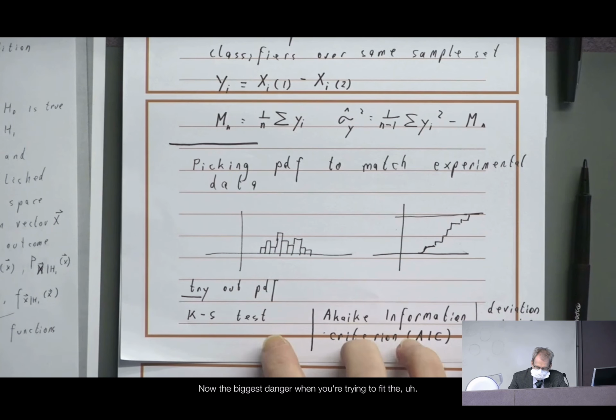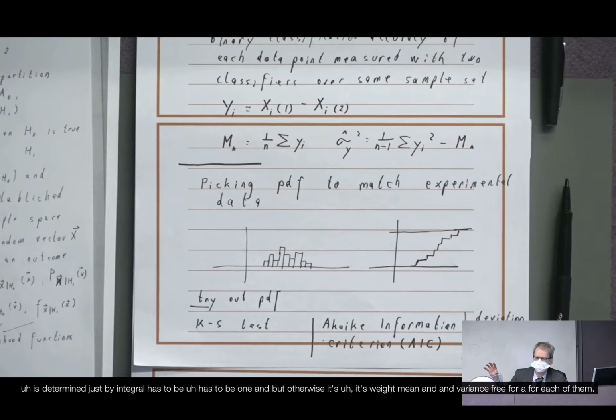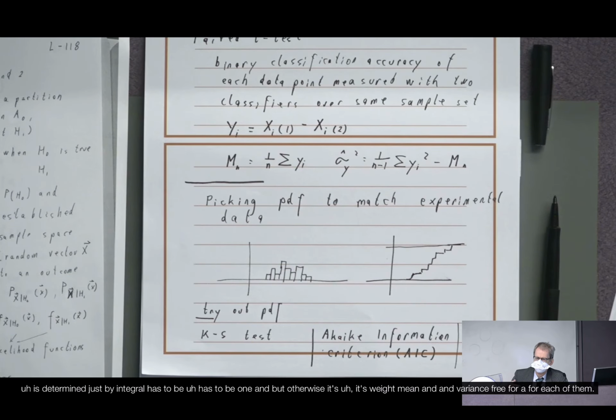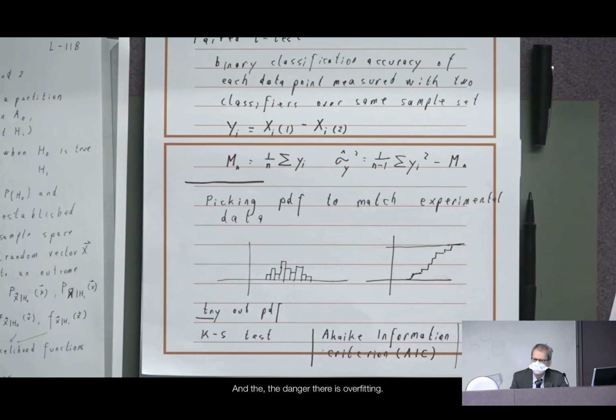Now, the biggest danger when you're trying to fit theoretical PDFs to experimental PDFs is the question, how many free parameters do you allow in your distribution? An exponential distribution has one free parameter, and the Gaussian distribution has two free parameters. If you have a Gaussian mixture model with 10 different Gaussians in there, then you have 29 free parameters. One weight is determined just by the integral having to be one, but otherwise, it's weight, mean, and variance free for each of them. Obviously, you can fit much better when you have a whole bunch of free parameters. And the danger there is overfitting.